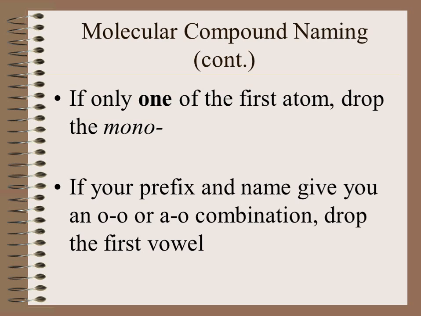The second caveat to naming with molecular compounds is that for elements where, when you put the prefix onto the element's name, you end up with an OO or an AO combination, like monooxide or tetraoxide or pentaoxide, conventionally we drop the first vowel. So monooxide becomes monoxide. Tetraoxide becomes tetroxide. Pentaoxide becomes pentoxide. It just kind of is a little bit easier on the pronunciation.